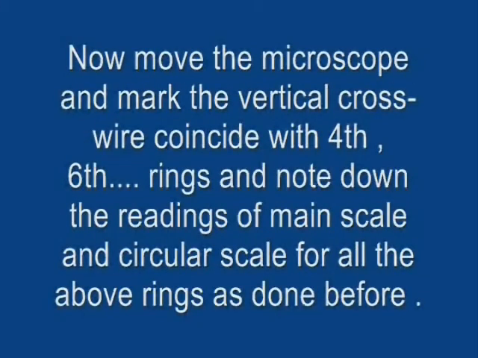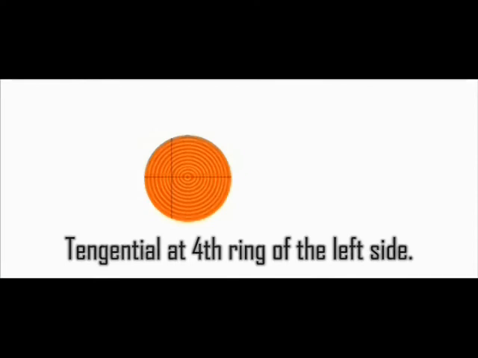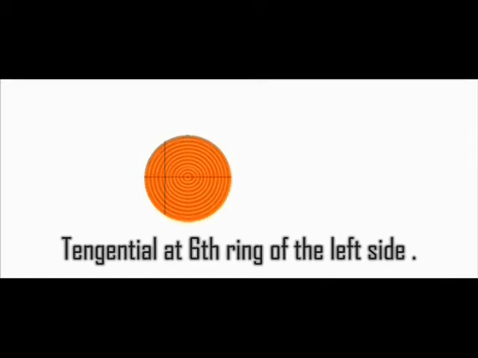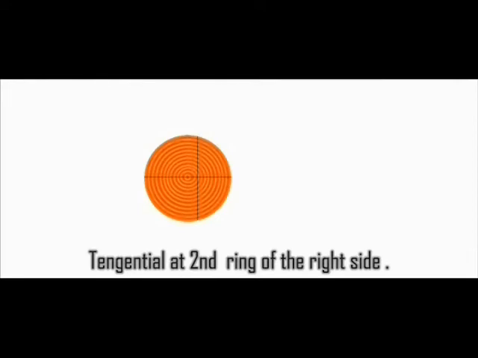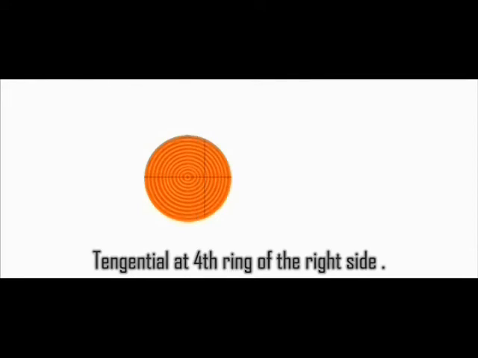Now move the microscope and mark the vertical cross wire coincide with 4th, 6th and so on rings, and note down the readings of main scale and circular scale for all the above rings as done before. Then move the microscope towards the right side of the central spot and mark the vertical cross wire coincide with 2nd, 4th, 6th and so on rings, and note down the readings of main scale and circular scale for all the above rings as done for the left side.